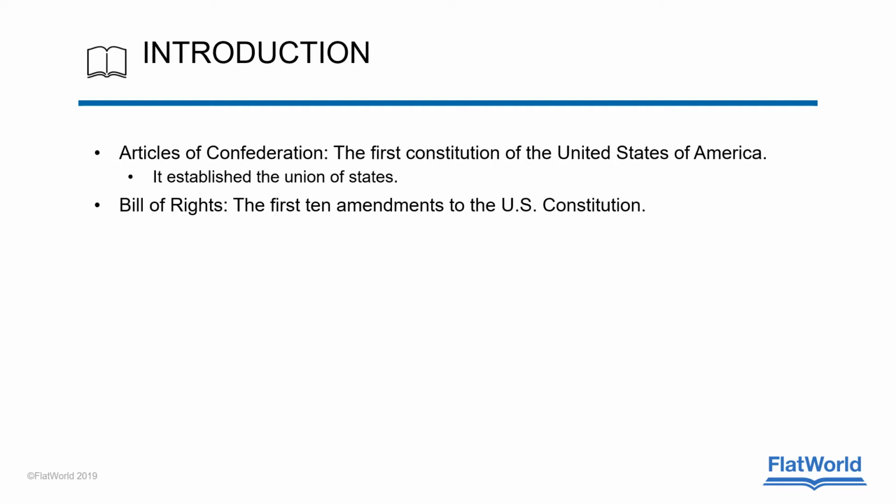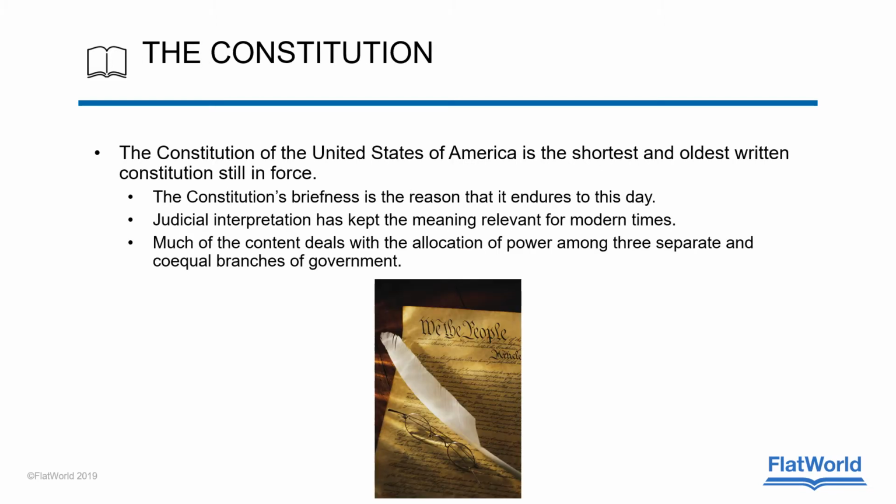So first thing to keep in mind are the Articles of Confederation. This was the first Constitution of the United States of America, and it established the Union of States. So it preceded the United States Constitution. The Bill of Rights are the first 10 amendments to the Constitution, and they were added because the Constitution proper is very brief.